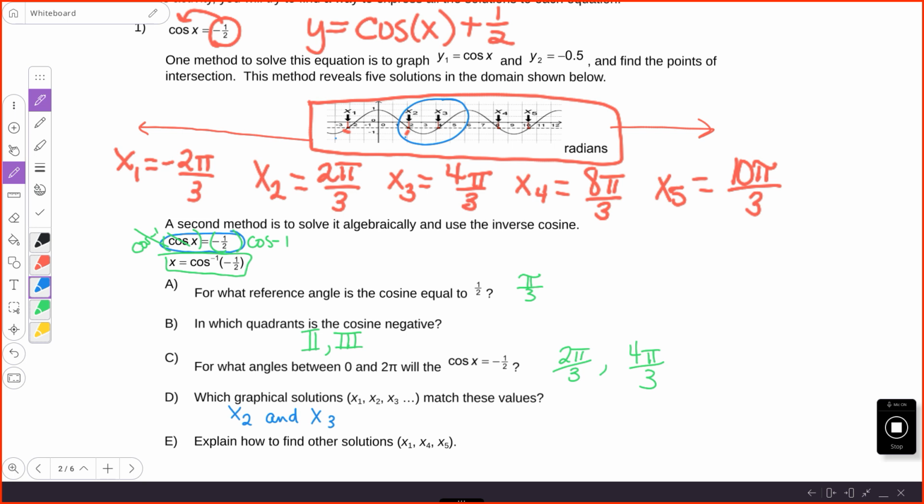Okay, and then it says explain how to find the other solutions. So if I've got X2 and X3, if I want to find X4 and X5, if I want to go from here to here, a going in the water to another going in the water, what do I have to do to get to that? Go a full circle, which is a what? What do we call that? 2 pi. You have to go a full period, which is 2 pi. So how to get the other solutions? You just add 2 pi. What if I wanted to back up and get the one over here? Subtract 2 pi.